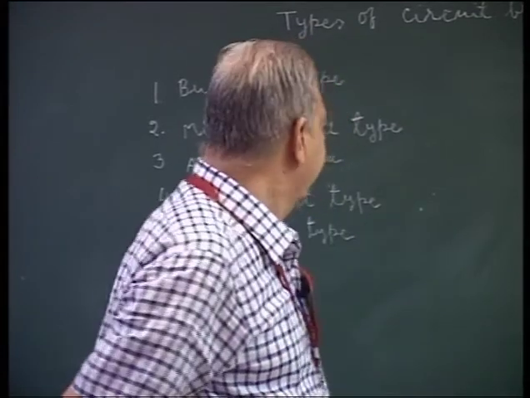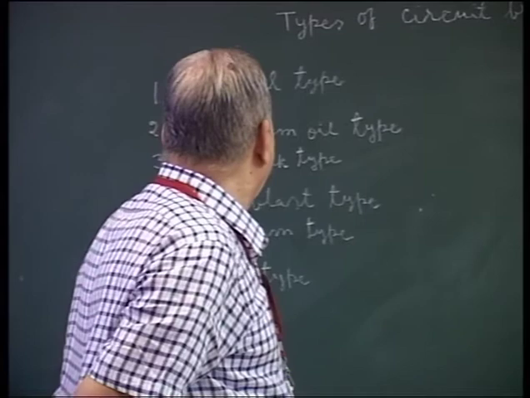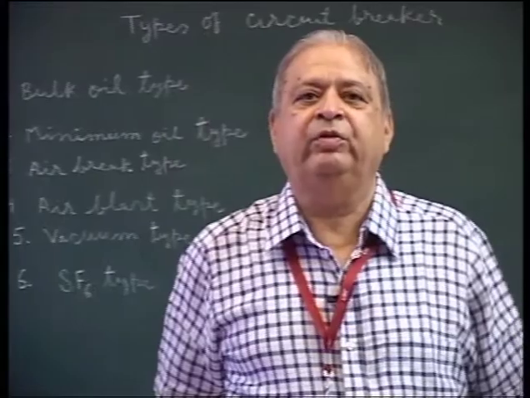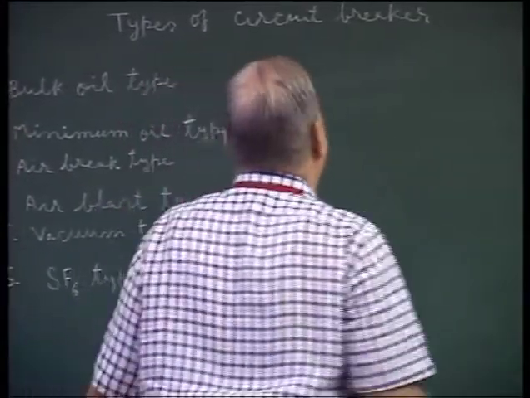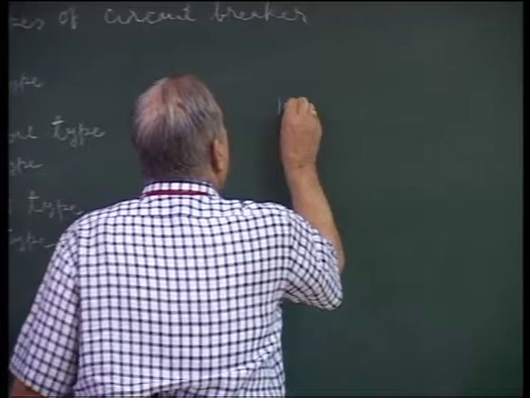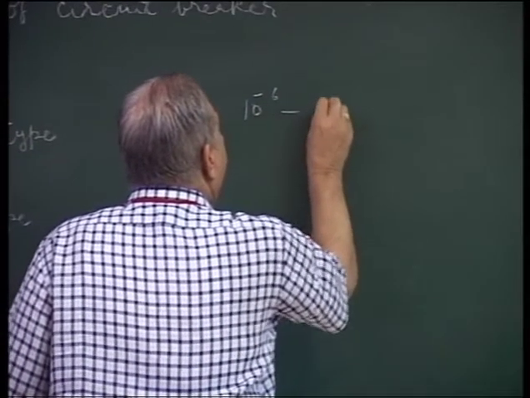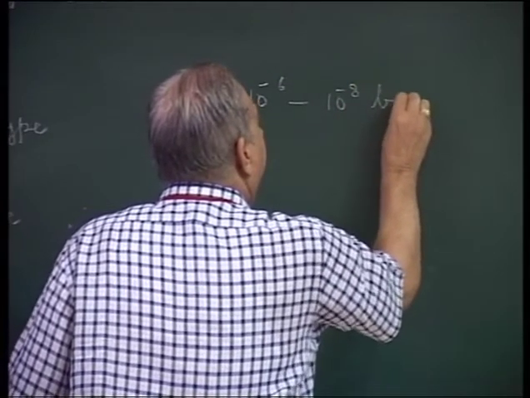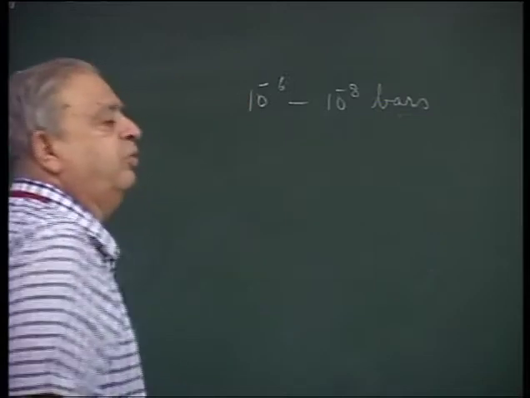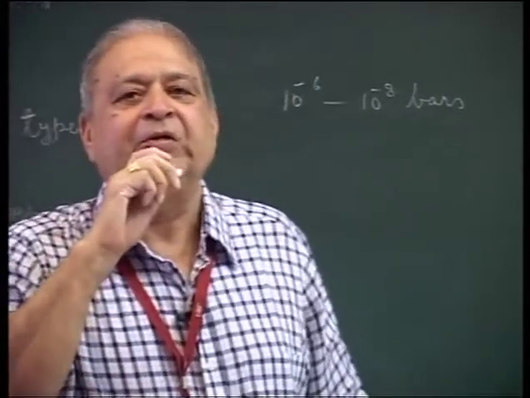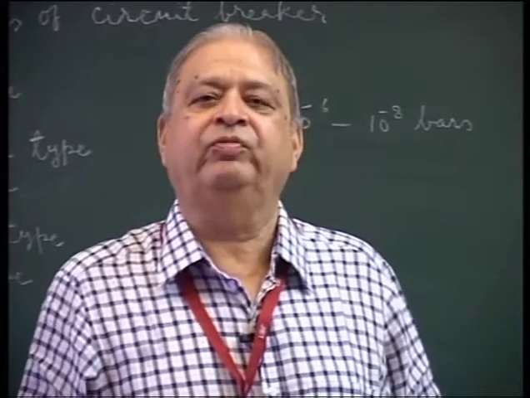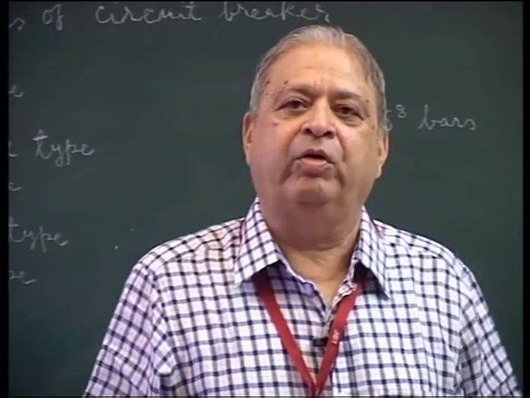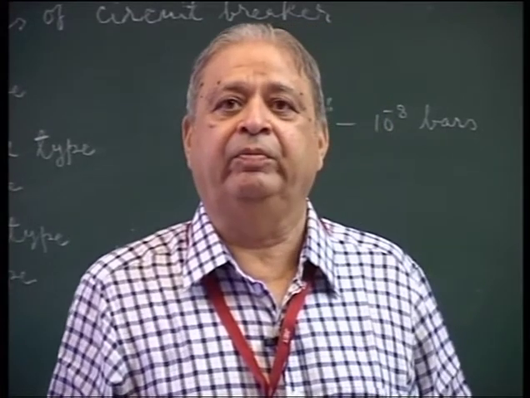Now in the vacuum type, we make use of vacuum at a pressure of 10 to the power minus 6 to 10 to the power minus 8 bars. 1 bar is equal to 1 atmospheric pressure. So 10 to the power minus 6 of the atmospheric pressure. So a hard vacuum is maintained and the contacts are separated inside vacuum.